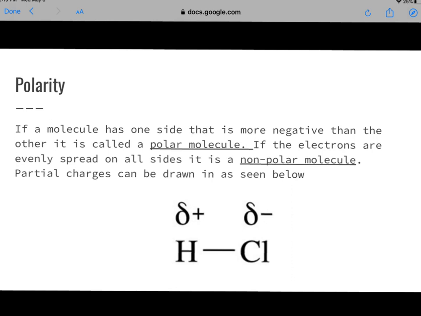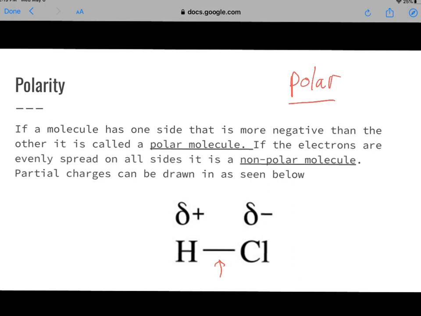If a bond is like this, where the electrons are being shared unevenly, we call that polar, because there's a negative side and a positive side, just like the poles on a magnet. It really is almost like a little magnet. So we can have a bond that is polar, which is anytime you have a bond between two different atoms. But we're concerned about whether we have a molecule that is polar.